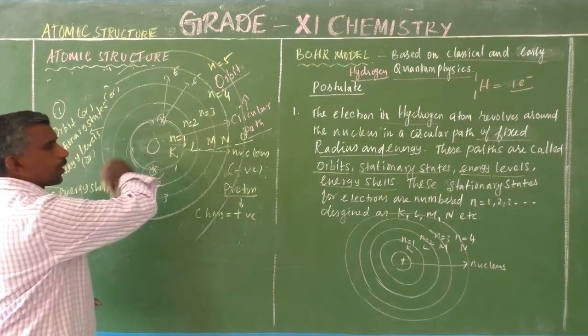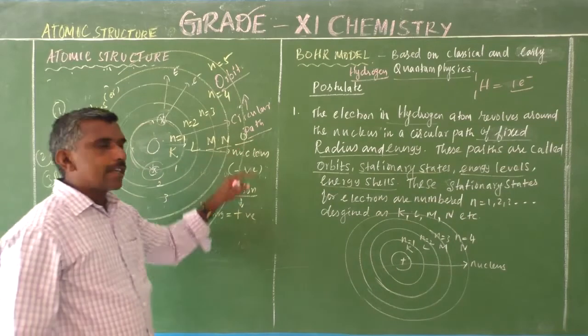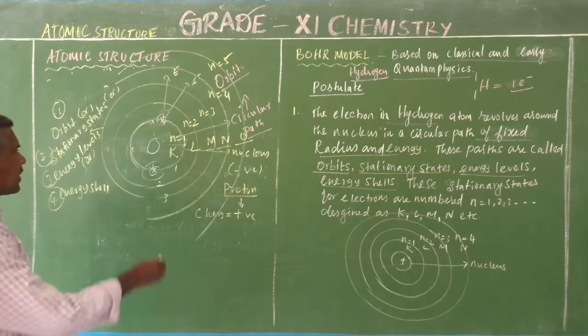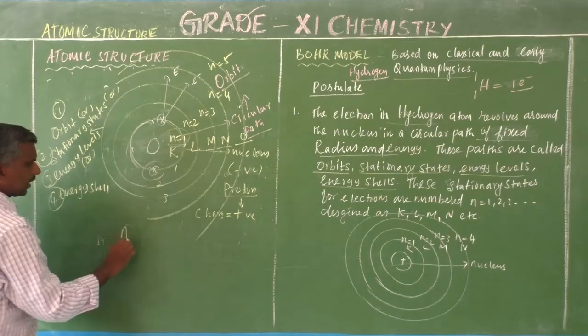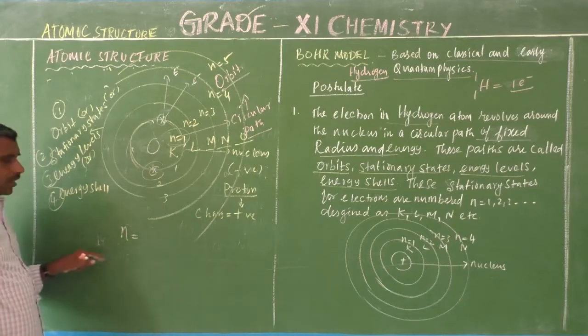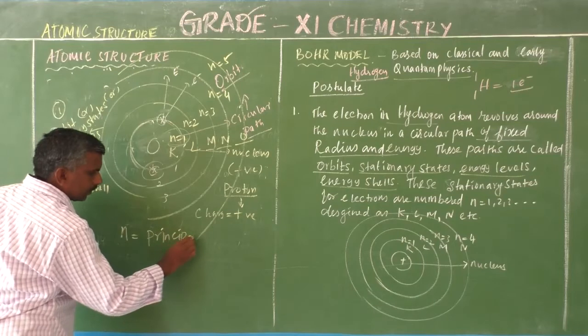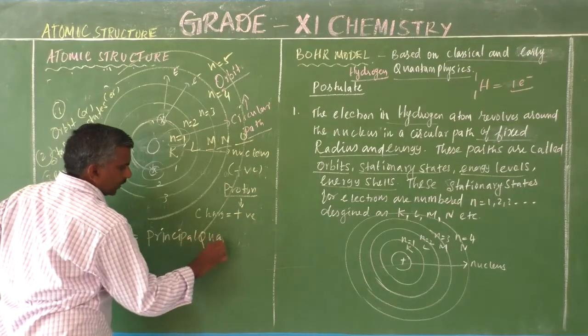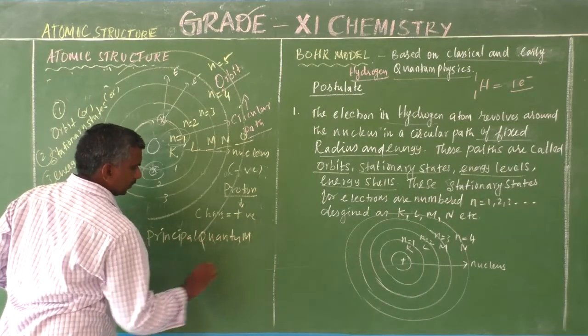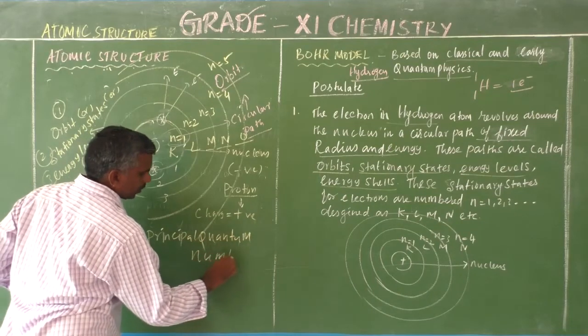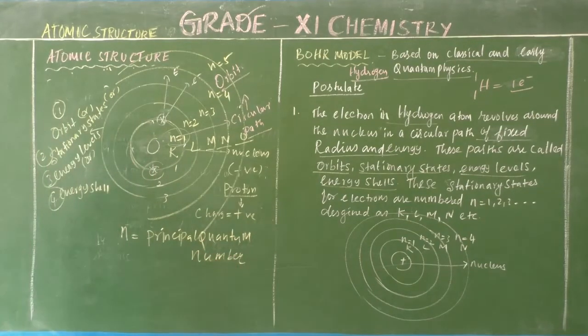The electron revolves around the nucleus in these shells, known as K, L, M, N, and O. This n has another name: n is the principal quantum number. Later we will discuss the principal quantum number in detail.